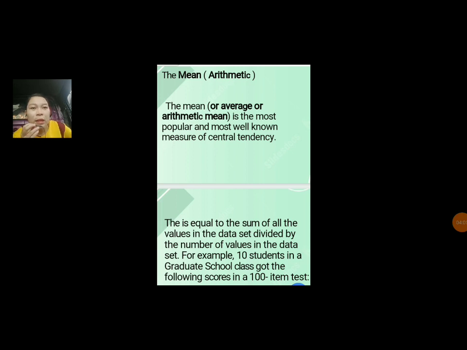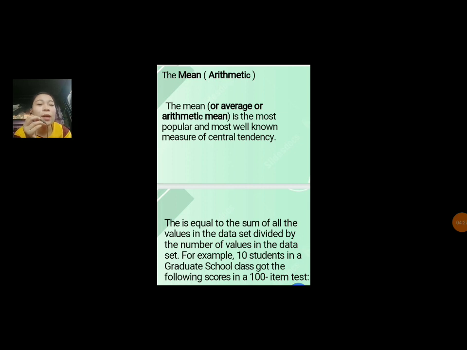So the first one is the mean, arithmetic. The mean is also called the average. It is the most popular and most well-known measure of central tendency. We use the mean often, especially in calculating our average. So how do we get the mean?